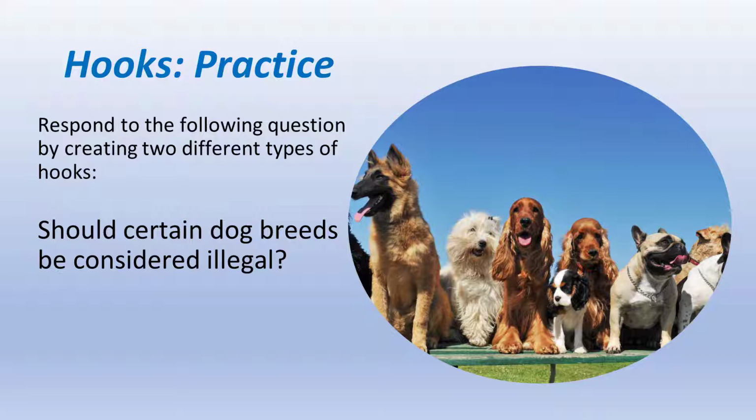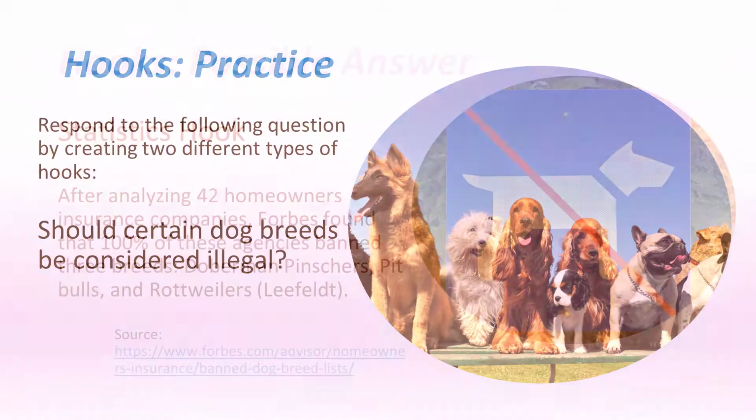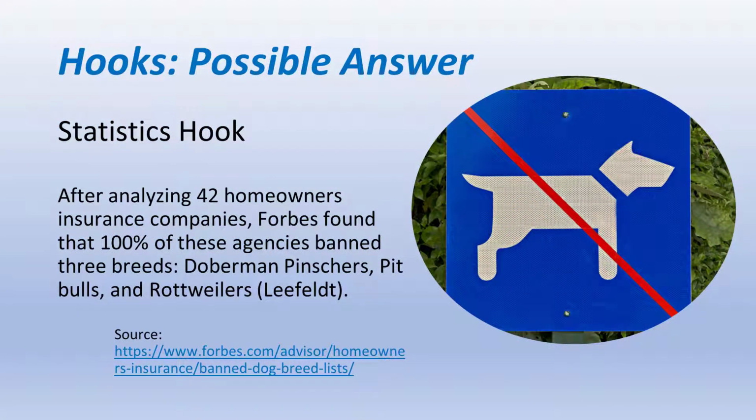Let's get some practice. So here's my question to you. Should certain dog breeds be considered illegal? Think of the hooks that were mentioned, the different types that were mentioned, and write a hook for this topic. All right. So here's one possible answer. After analyzing 42 homeowners insurance companies, Forbes found that 100% of these agencies banned 3 breeds. This is true. Doberman Pinschers, Pit Bulls, and Rottweilers.